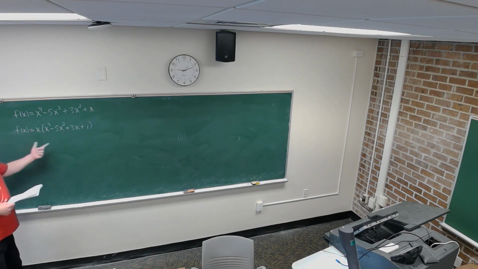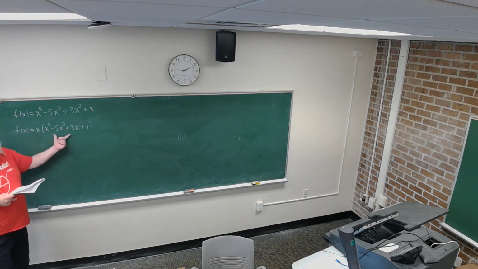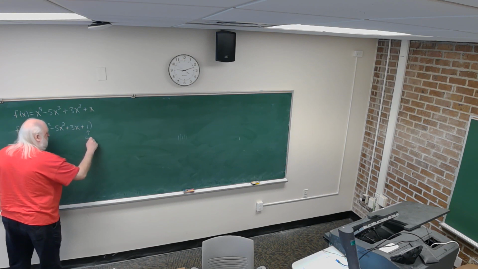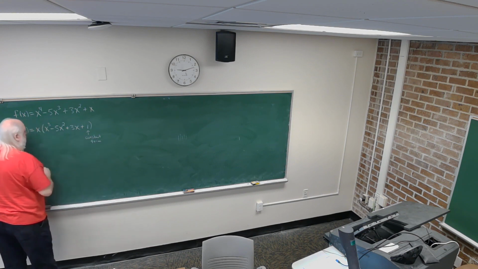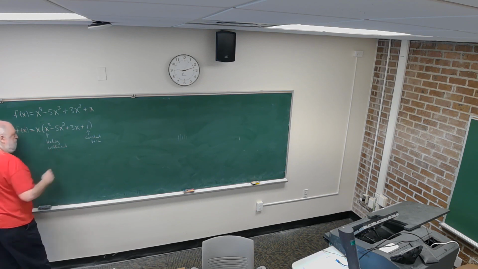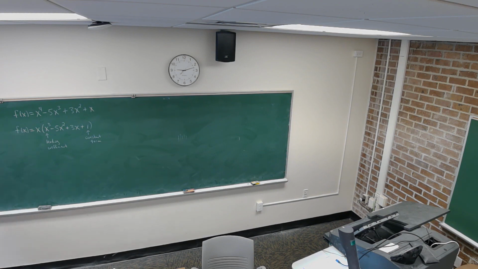Now, we have to factor this third degree polynomial inside parentheses. And it's this third degree polynomial that we apply the rational zeros test to. You can see that the constant term is 1, and the leading coefficient is also 1. So it's that third degree polynomial inside parentheses that we apply the rational zeros test to.